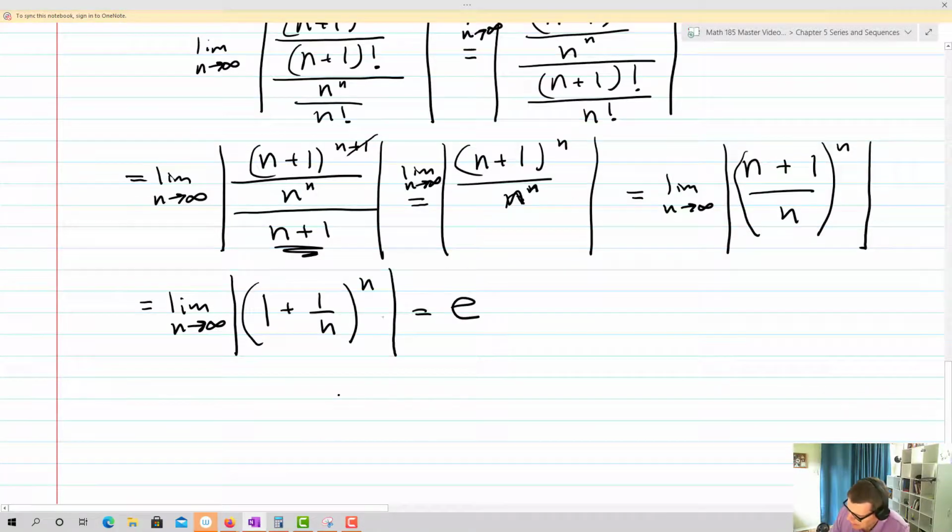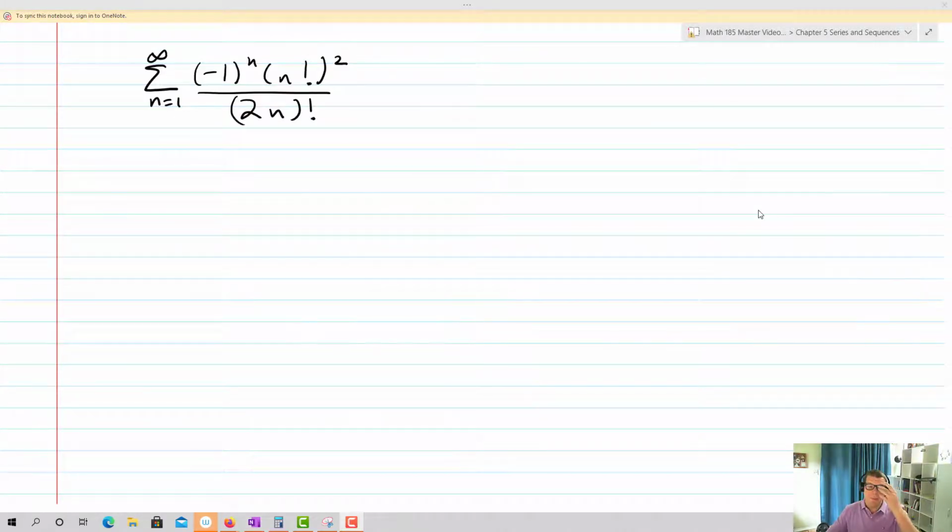And so, since rho is greater than 1, the series diverges by the ratio test. Let's look at one more.